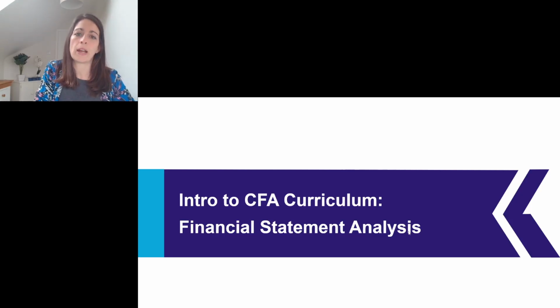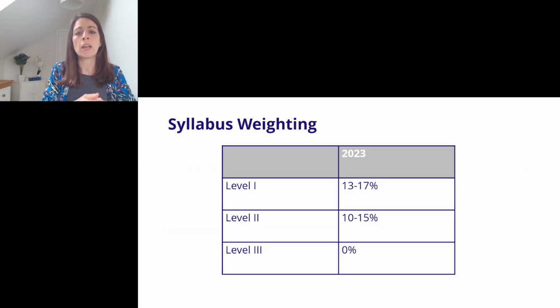In the next couple of minutes, we're going to have a look at one of the topic areas in the CFA curriculum, financial statement analysis. In terms of how this appears, for the 2023 exams, it's 13 to 17% of level 1 and 10 to 15% of level 2. So it's a fairly large chunk for both level 1 and level 2. It doesn't actually feature in level 3. Going forwards into 2024, these weightings are adjusting slightly, but not a huge difference. They're going to overall be a similar portion of your exam.